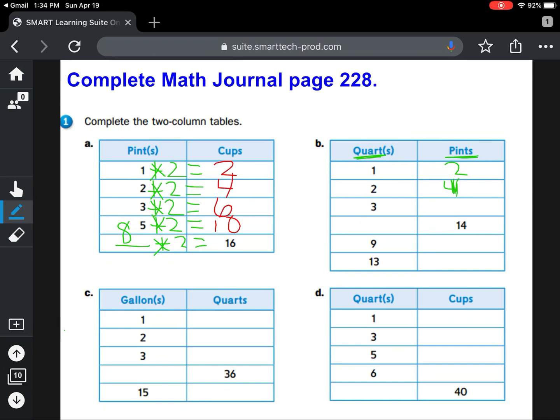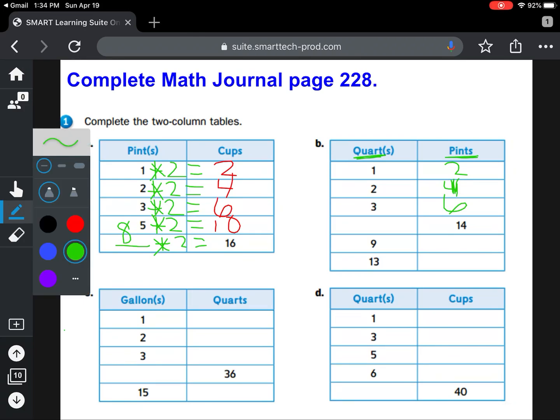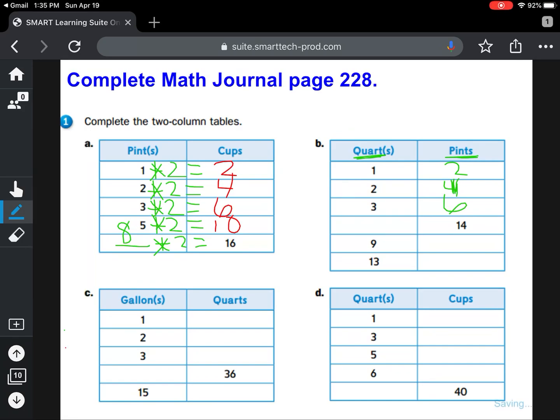3 quarts is equal to 6 pints. And now we have another one where they give us the pints and not the quarts. This is where I would try to figure out the rule. How am I going from quarts to pints? And it's very much like part A. We're taking the number of quarts times 2 to get the equivalent number of pints.